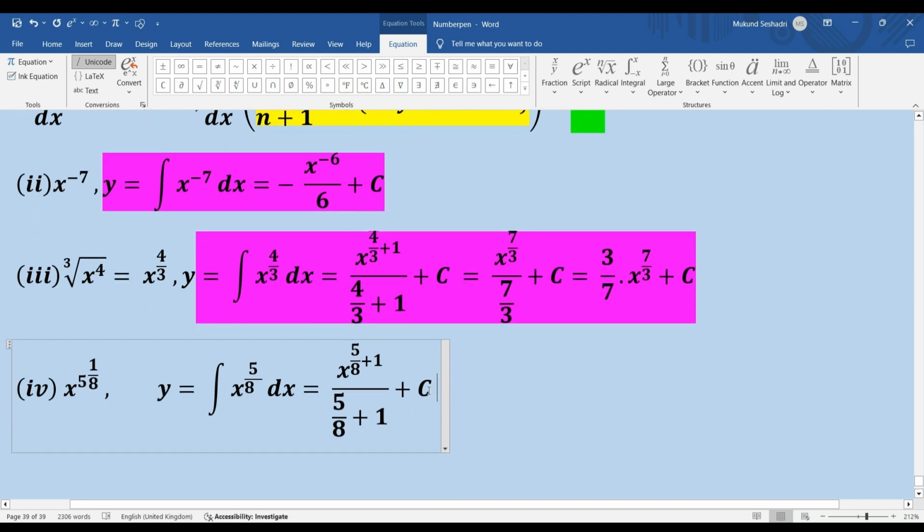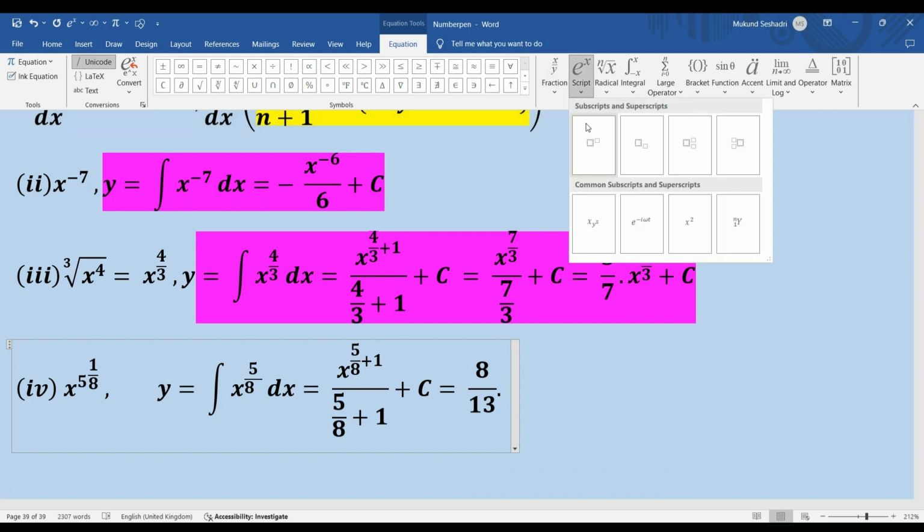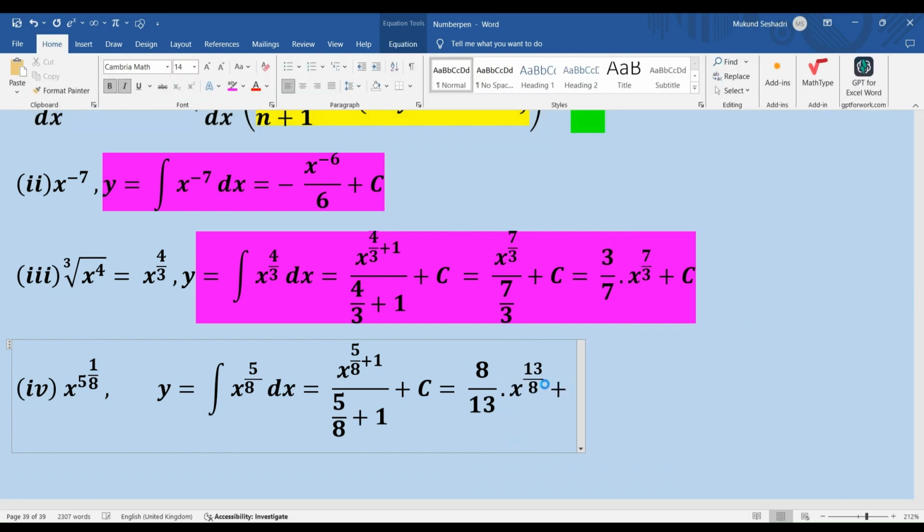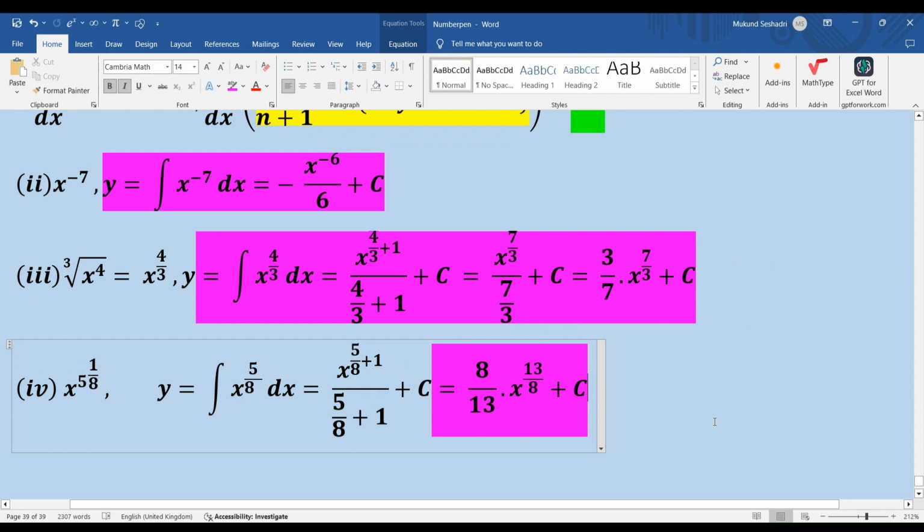and when I simplify this, what do I get? I get 8 by 13 times x to the power 13 by 8 plus c. Right? So let me highlight the final answer in pink. 8 by 13 times x to the power 13 by 8 plus c. Right? So that's how you go about figuring the antiderivative of a function which is being given to you.